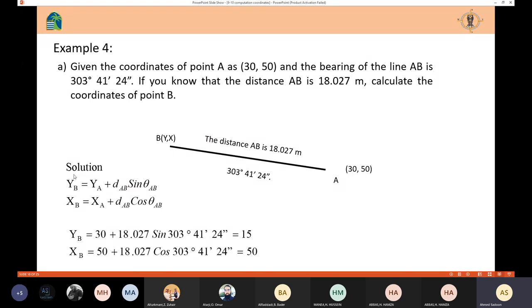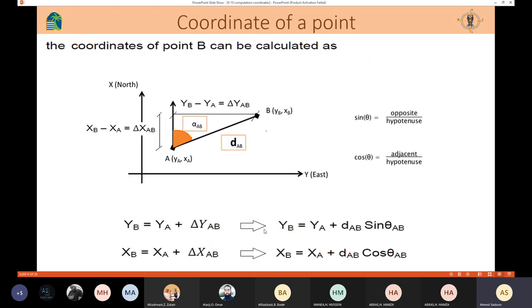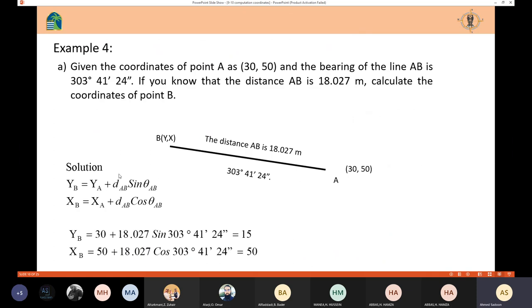So we are going to use these two formulas here. If you forget about them, you can derive them, it's easy, or you can memorize them. Then we are going to use these two formulas. The value of YA is given for us, 30. The value of DAB is given for us, 18.027. And the value of theta AB represents the azimuth of the line AB. It's given also for us.